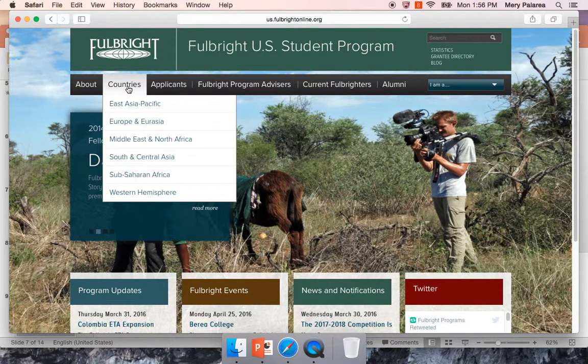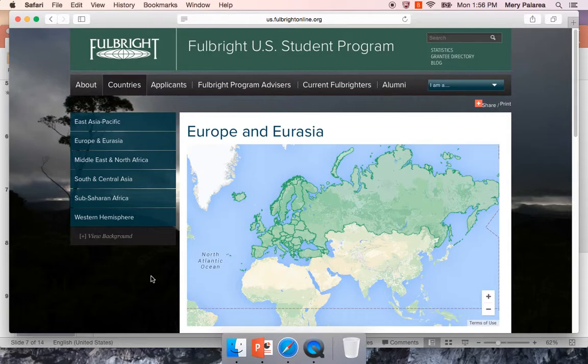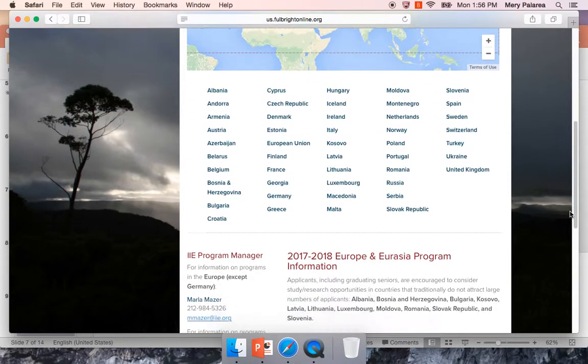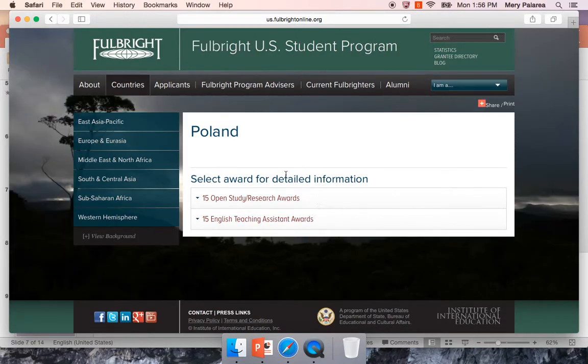So you go up here to the Fulbright website, us.fulbrightonline.org. Click on countries. I'm going to go to Europe. And if you scroll down here, you can get some basic information about the region and your contacts at IIE, the Institute of International Education, which administers the Fulbright. Now I'm going to go up here to Poland. So you'll see right away that Poland has 15 open awards for study or research abroad, and then 15 English teaching assistant awards. Let's start with the open study research.